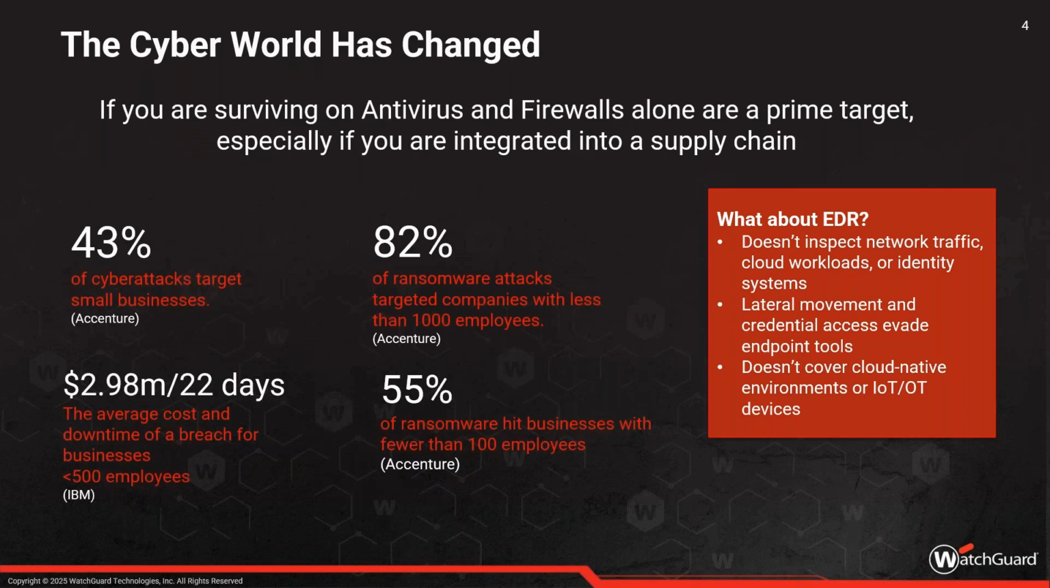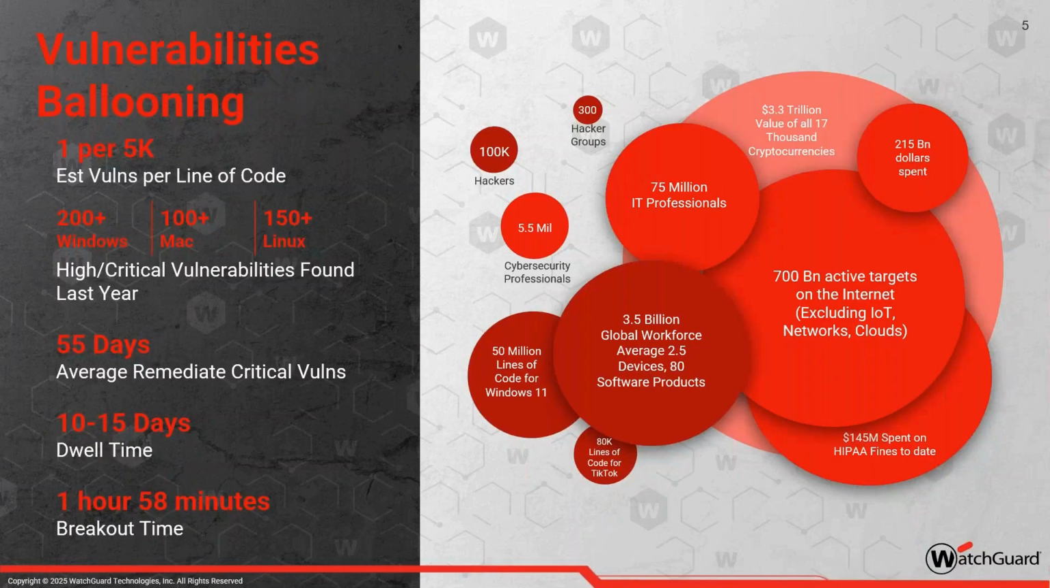And so we're going to talk about that in more detail as we go forward here. I won't spend much time on this slide, but I also want you to understand the vulnerability and risk that exists in the average environment, the average business today. For every 5,000 lines of code that the average application has, there's at least one vulnerability on average in those lines of code.